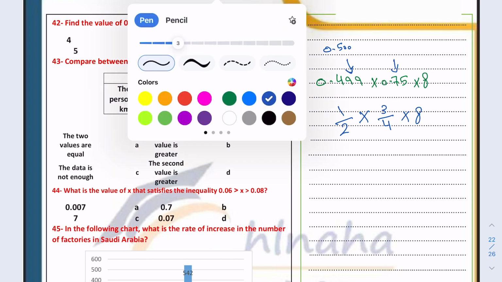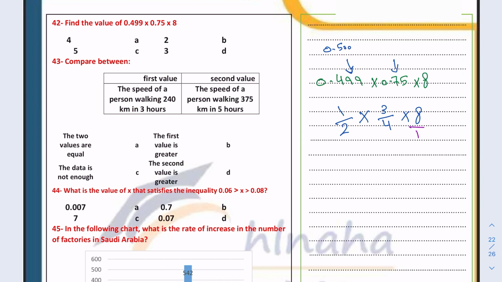You can solve it in two different ways. You can put 1 here, and I can multiply the numerators. 1 times 3 is 3, 3 times 8 is 24, divided by 2 times 4, which is 8, times 1 will be 8. 24 divided by 8 will be 3.